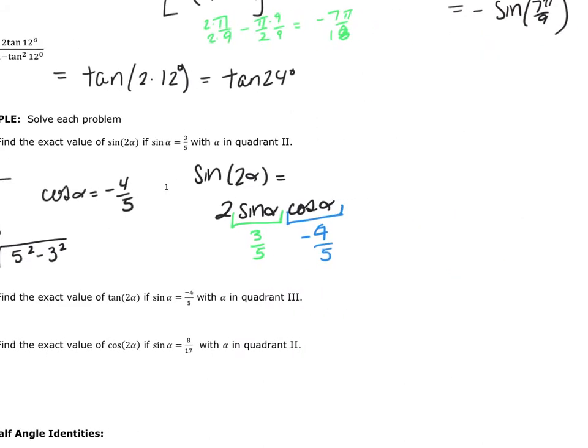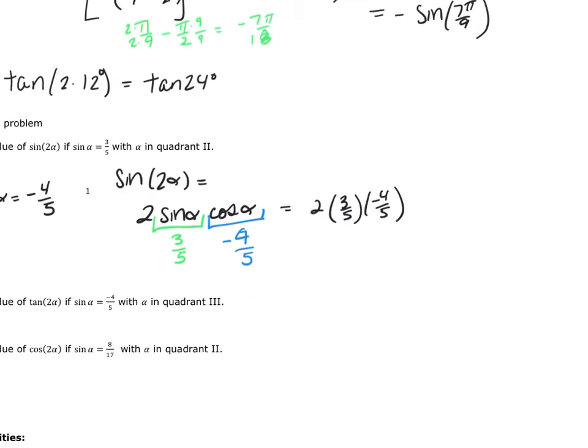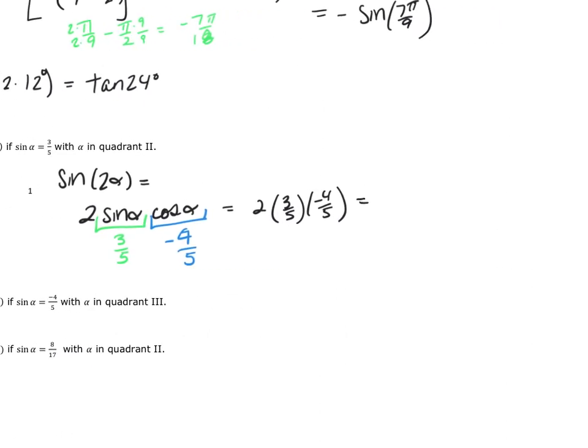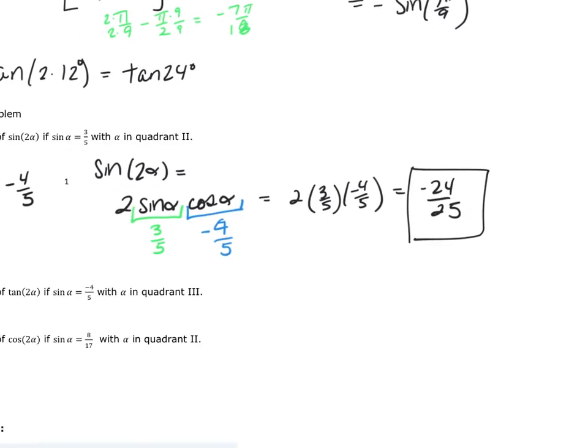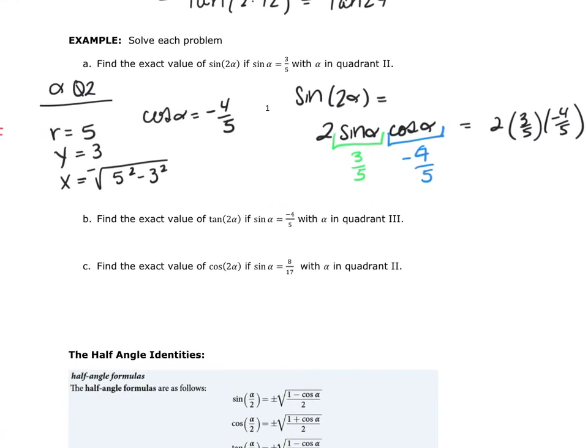And so this is just simply going to be 2 multiplied by 3/5 multiplied by negative 4/5. So I have negative 12 times 2 is negative 24 divided by 5, and that is my final answer. Let's take a look at our next example here. So now I'm in quadrant number 3, and I want to find the tangent of 2 alpha.